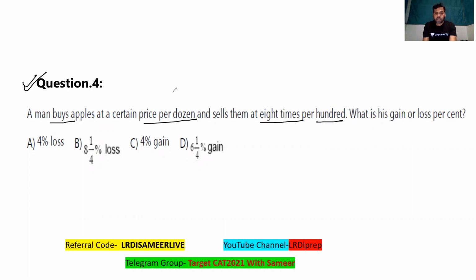When I say that a man buys apples at a certain price per dozen, it means let's assume that one apple is being purchased at, let's say, 1 rupee, right? One apple is being purchased at 1 rupee.